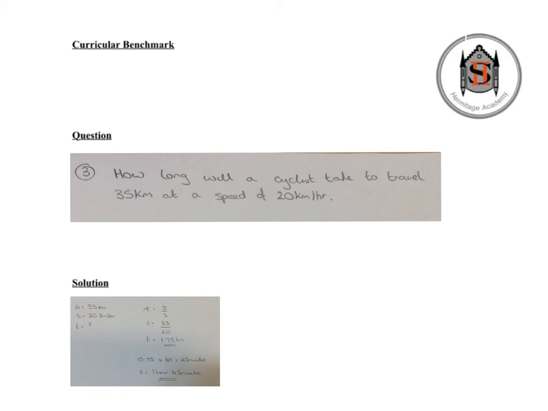hours. But we want this 0.75 in minutes, so all we need to do is 0.75 times 60, giving us 45 minutes. And we know this is right because 0.75 is 3/4 of 1, and 45 is 3/4 of an hour. The total time covered was 1 hour and 45 minutes.